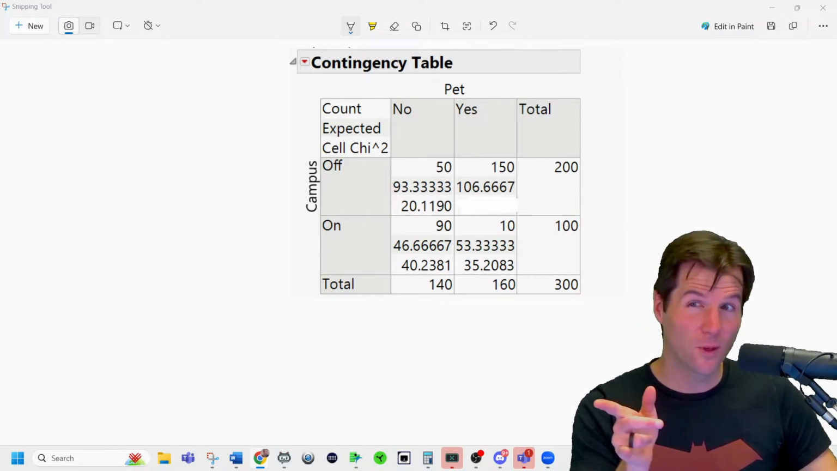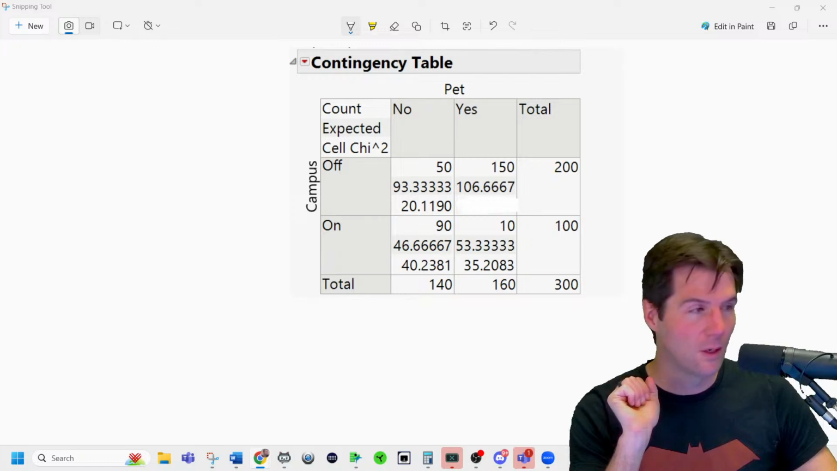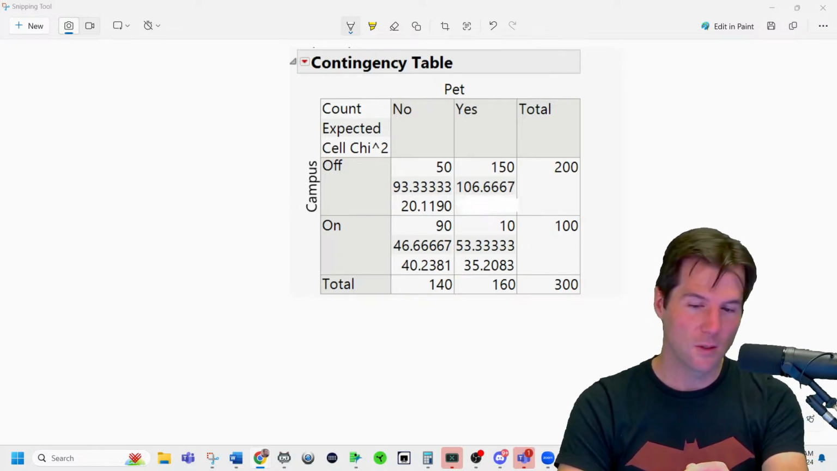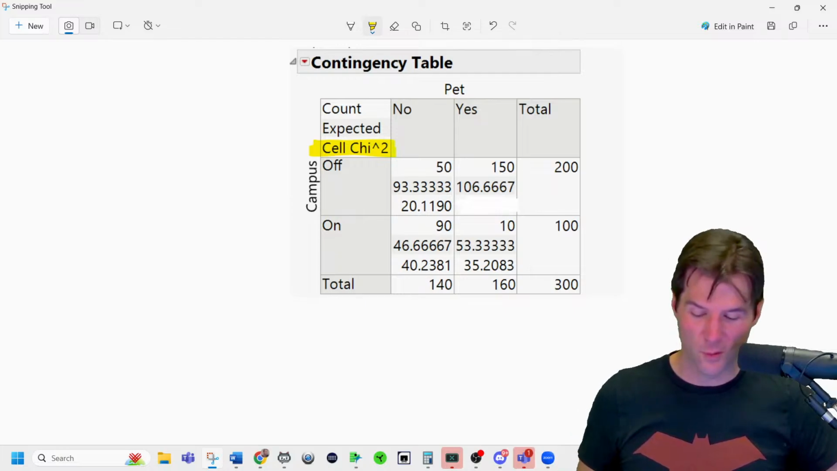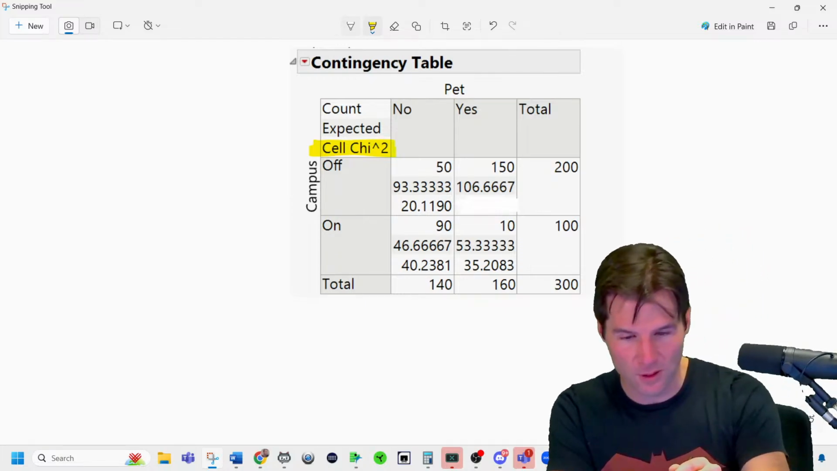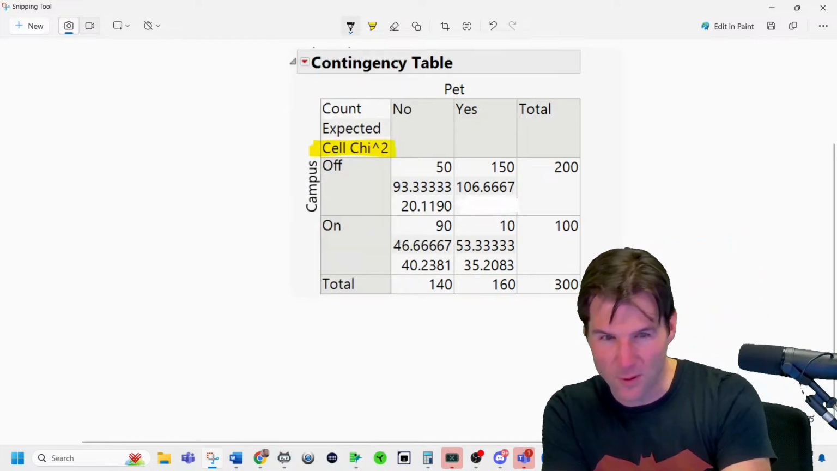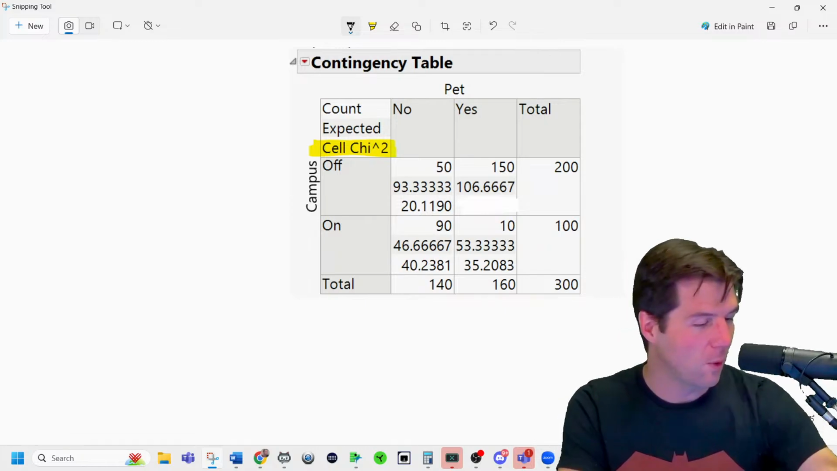Does anyone know how to get the formula for that missing value? First off, you have to know what it is. It's a cell chi-squared. Then you go to your formula sheet and you say, what is the formula for a cell chi-squared? And the formula for a cell chi-squared, oh, Braden points in the chat.